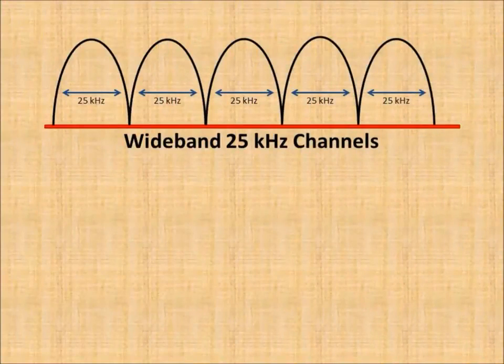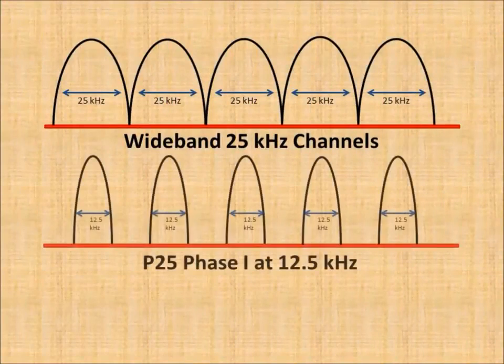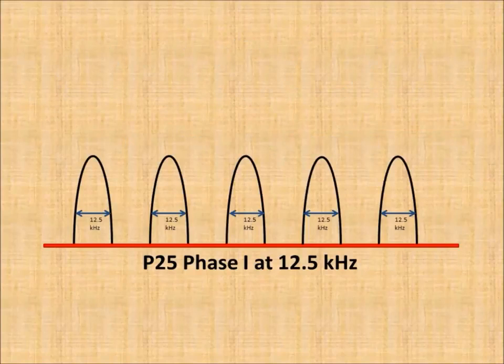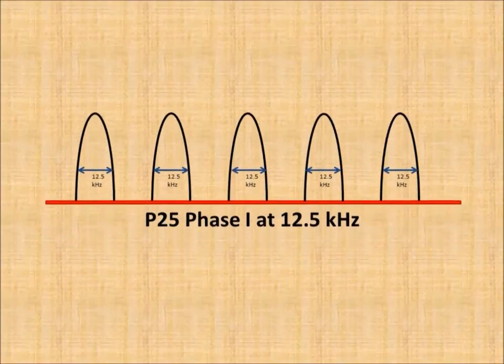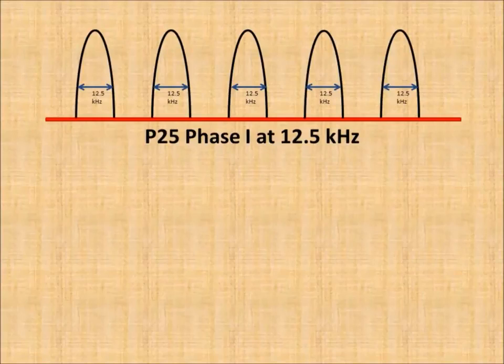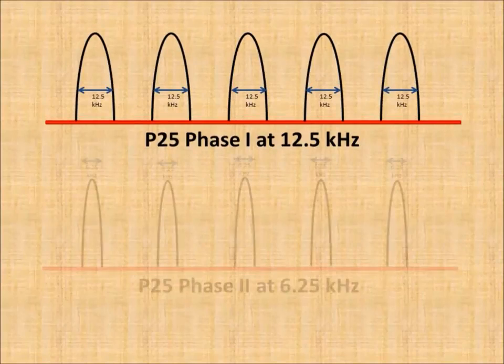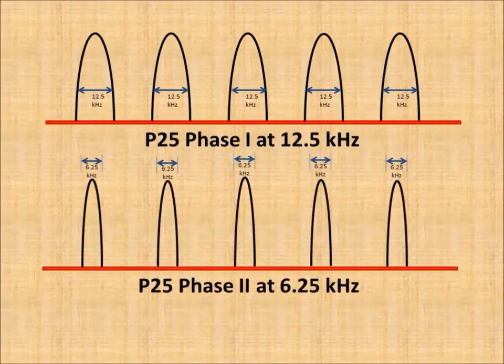P25 Phase 1 compliance meets the FCC narrowbanding mandate with 12.5 kHz operation. P25 Phase 2 compliance offers the capability of allowing 2 voice channels within a 12.5 kHz bandwidth, or 6.25 kHz per voice channel.